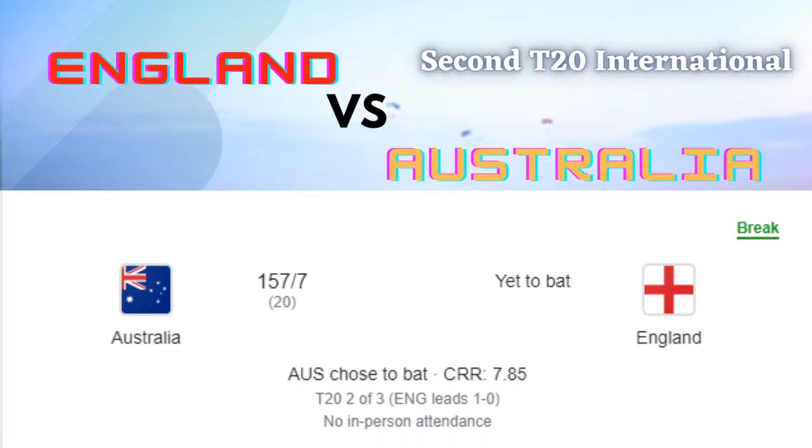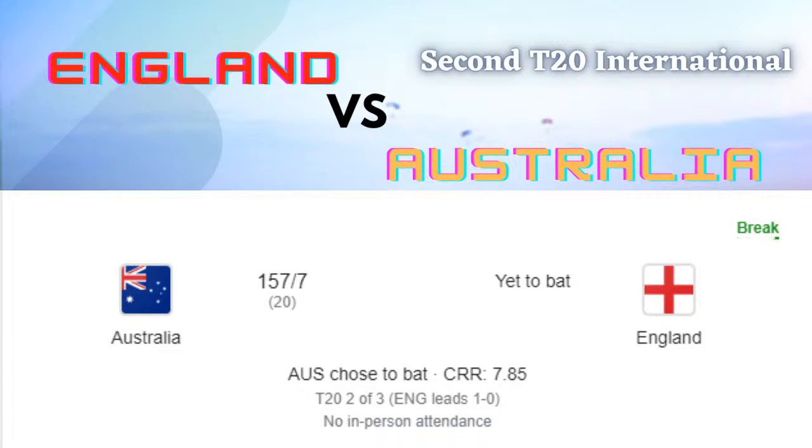Welcome back to the second innings of England versus Australia. England need 158 to win. Australia finished at 157 for 7. Mitchell Starc started the innings for Australia. Mitchell Starc to Johnny Bairstow.